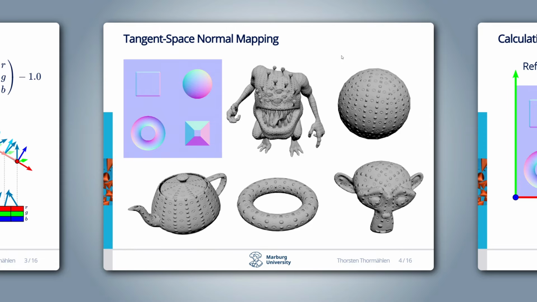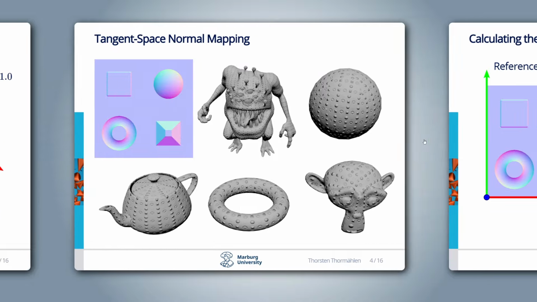Another advantage of tangent space normal mapping is that a generic normal map can be applied to any surface. Here you see a tangent space normal map with some geometric shapes. We can apply it to different surfaces. Because the normal offset is defined in tangent space, it works on each surface.